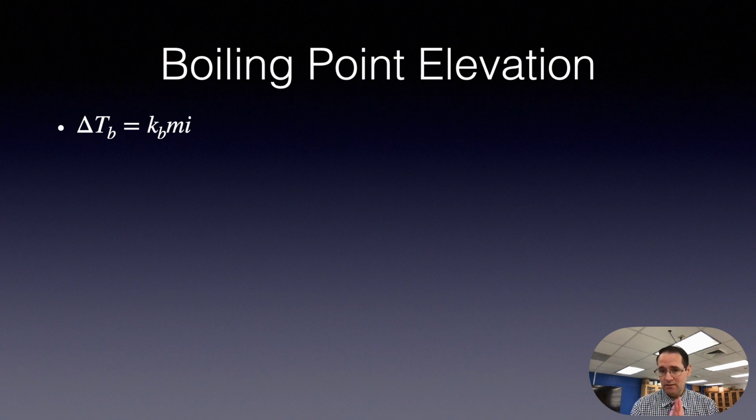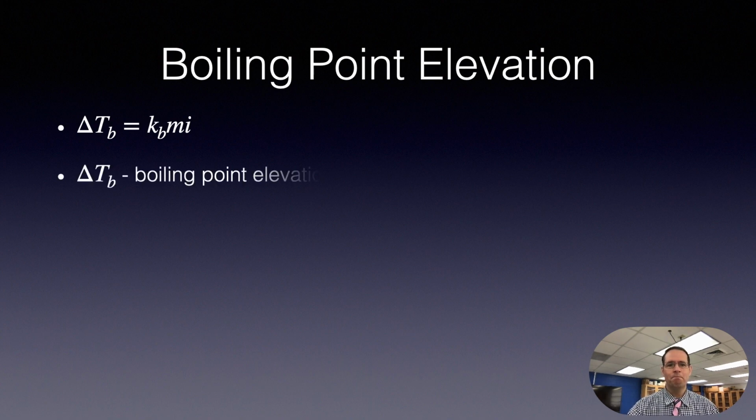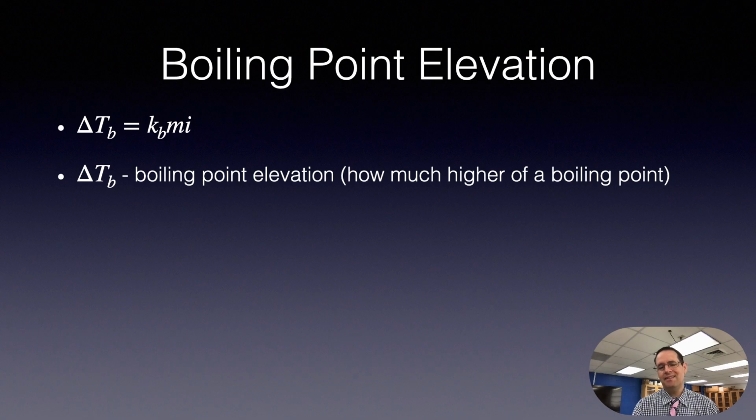Okay, so this is a deviation from the textbook, but this is the most complete picture of the boiling point elevation. Delta TB stands for the boiling point elevation. It's how much higher of a boiling point, okay? Liquid water we know boils at 100, so it's going to be 101, 102, 103 degrees Celsius or something, okay? So the delta is going to be 1 or 2 or 3.